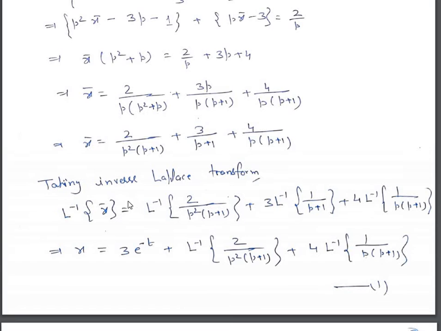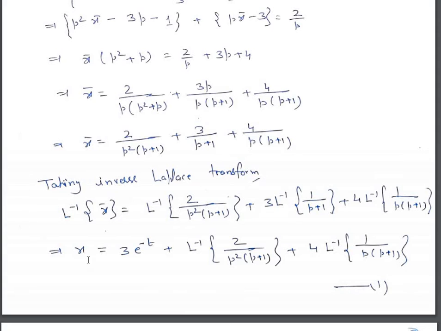So to get the solution, we take inverse Laplace transform on both sides. So we have L inverse of x̄ is equal to L inverse of 2 upon p² into (p plus 1), plus 3 into L inverse of 1 upon (p plus 1), plus 4 into L inverse of 1 upon p into (p plus 1).